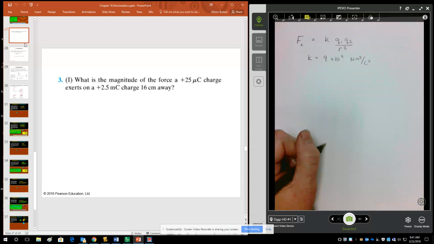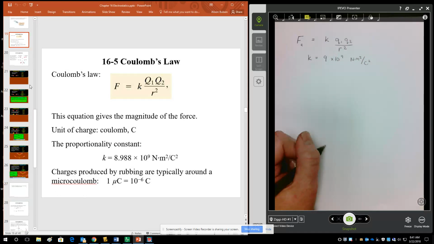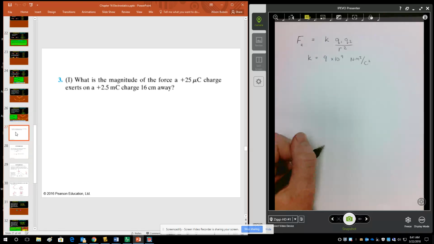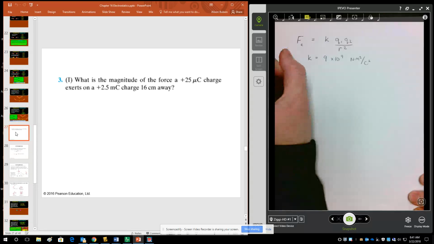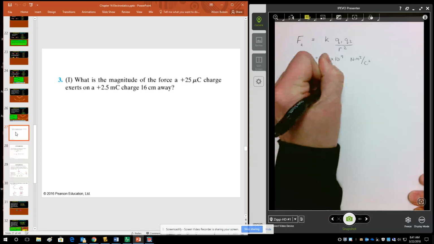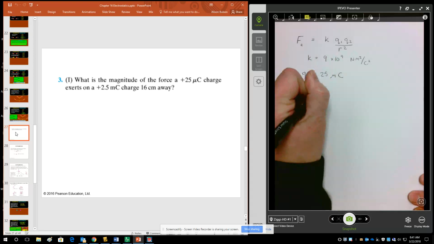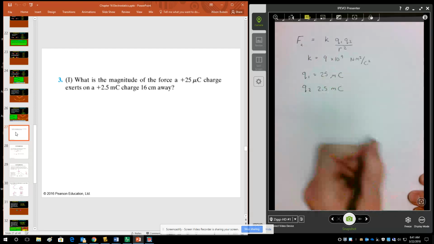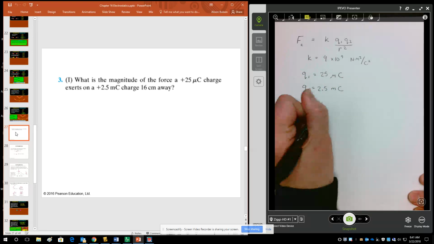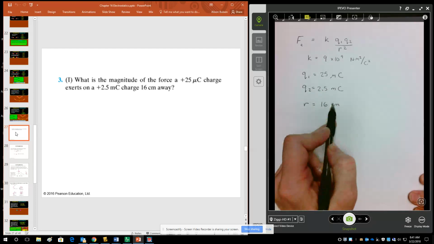Let me just check on that. Yeah, 9 times 10 to the 9th. I just wanted to make sure I had the correct power. Okay, and so we've got a Q1 of 25 microcoulombs, and we have a Q2 of 2.5 millicoulombs, a boatload of charge, and then we have a distance of 16 centimeters. And as soon as I've written these down, I notice that none of these are in SI units.